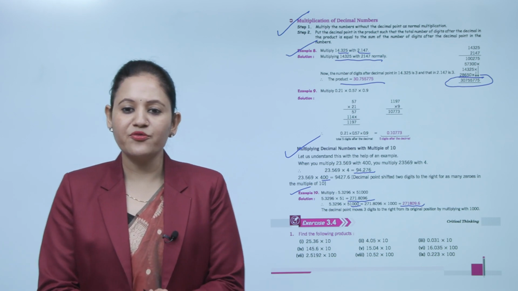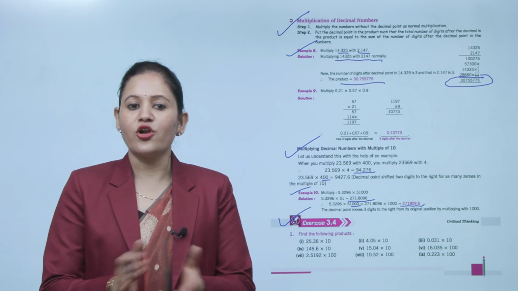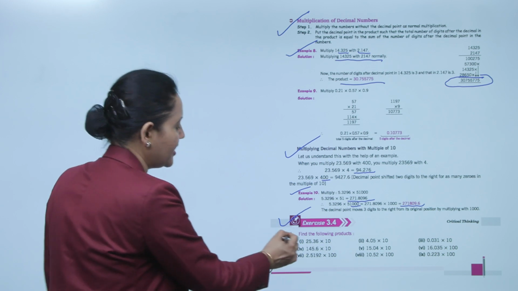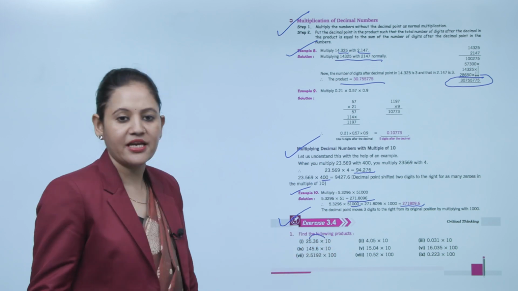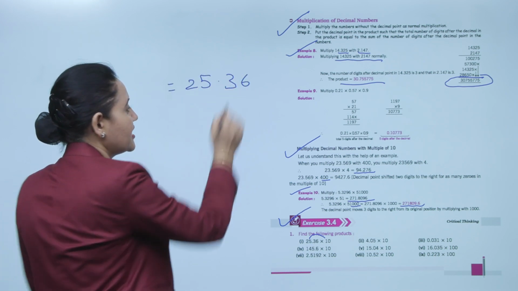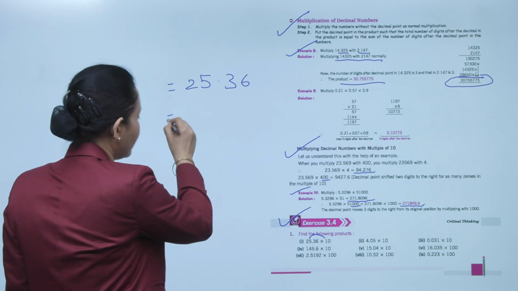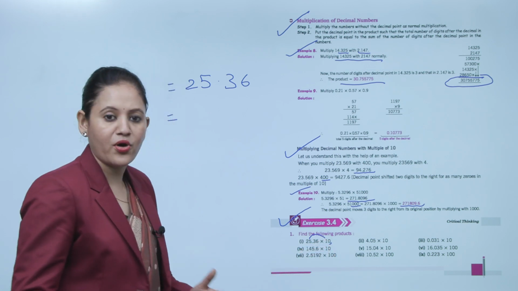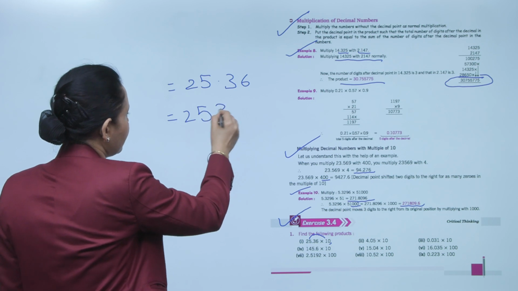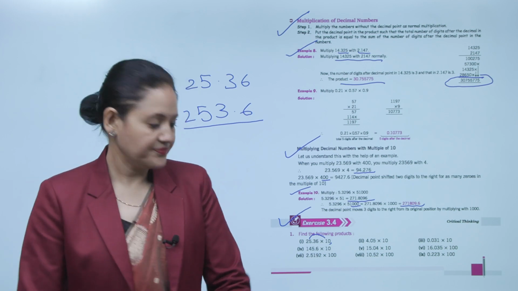Next is exercise 3.4. Find the following product: 25.36 multiplied by 10. So if we multiply 25.36 by 1, the product will be 25.36. Now we have to multiply by 10. There is 1 zero, so the decimal point will shift 1 place to the right. So the answer is 253.6. Clear? That is our product.